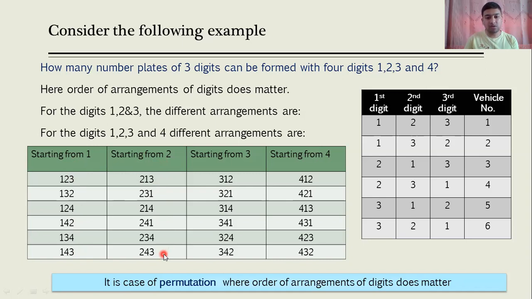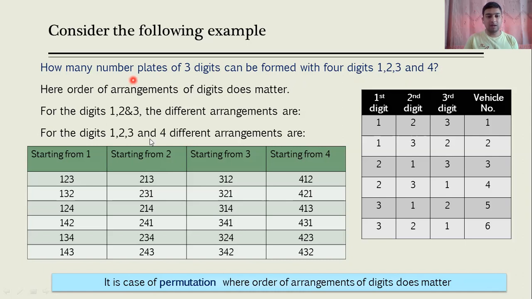You can simply pause the video for a fraction of a second and go through these different cases. Then starting from 3, again 6 are possible. Starting from 4, again 6 are possible. So 6 plus 6 plus 6 plus 6 will be 24. That means in 24 different ways we can select 3 digits from the 4 digits to have a different vehicle number plate. Okay, have you understood?